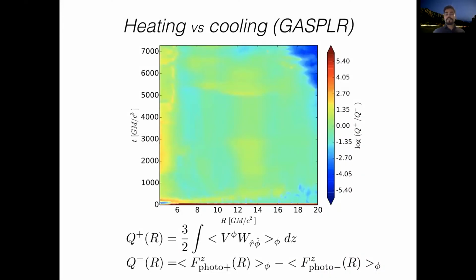Quantitatively, to compare the heating rate and the cooling rate, you see this plot here. The vertical axis is time, and the horizontal axis is radius. What you are seeing on the color bar is the ratio of heating rate to cooling rate, plotted in log. Most of the simulation shows a value close to 0, meaning that the disk is thermally stable, and the heating and cooling rates are in equilibrium.